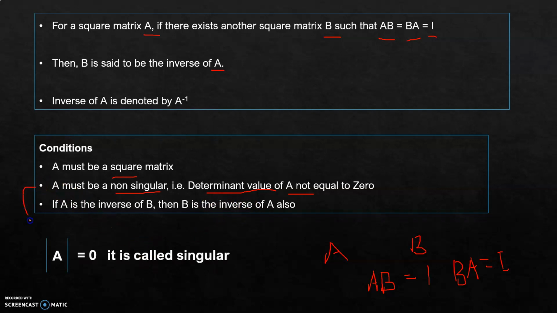That is the second case. Determinant of A equal to 0, we call it singular. If determinant of A is not equal to 0, it is called non-singular. So if you want to find the inverse of the given matrix, the condition is that A must be non-singular, not equal to 0. There must be a value other than 0 as the determinant.